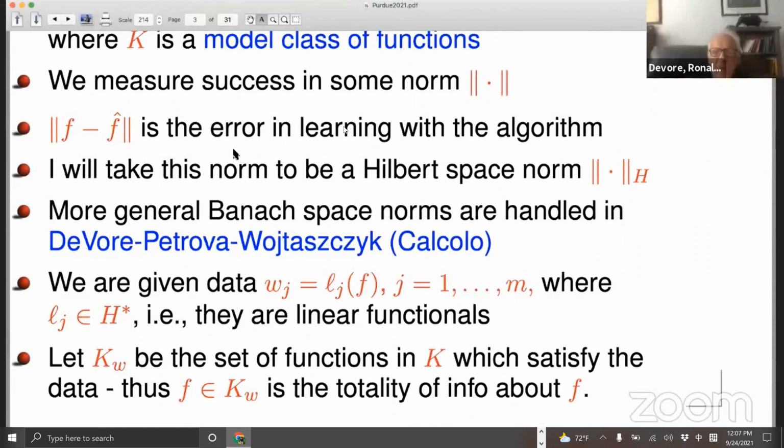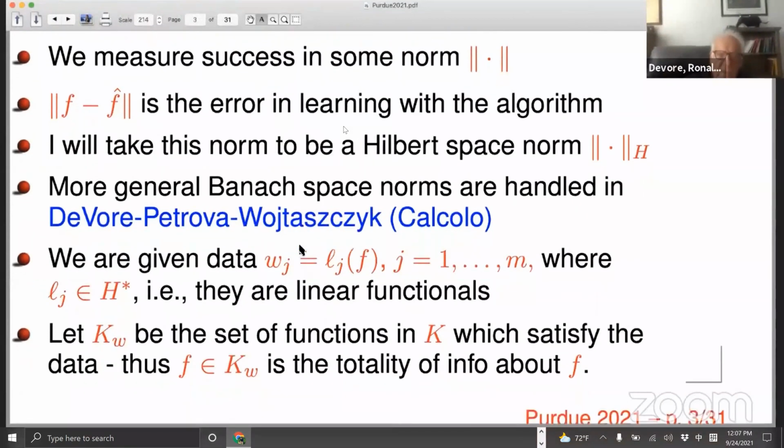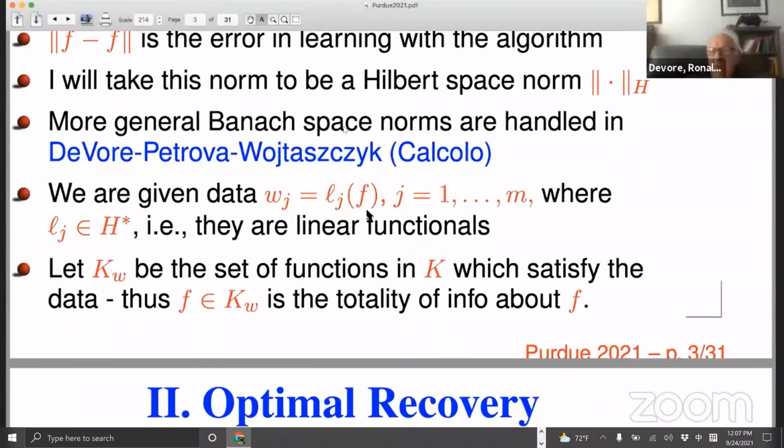And I'm going to assume that this norm is a Hilbert space norm, although whatever I say can be carried out in a general Banach space norm. And you can look at this paper here to see how that's done. The data I'm going to assume are given by linear functionals applied to f. So it's linear data. And so what do I know about f?